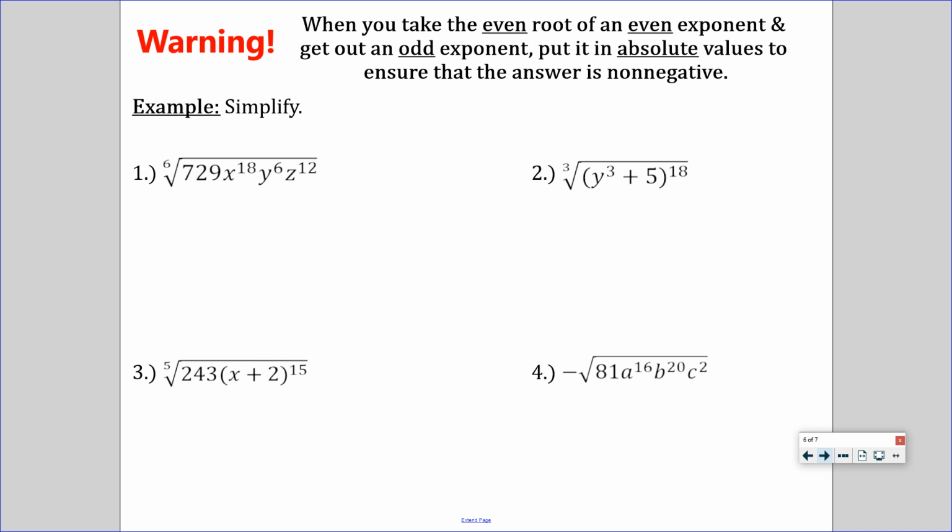Ooh, 729. What to the power of 6 gives me 729? 3.